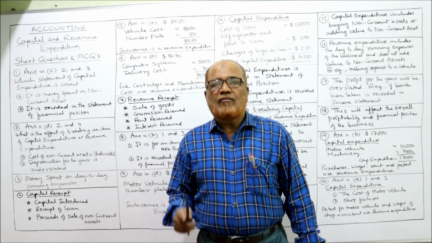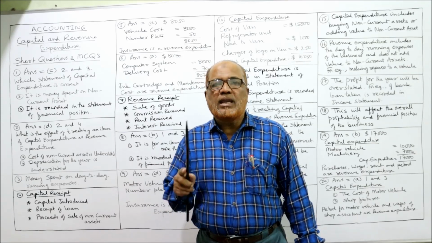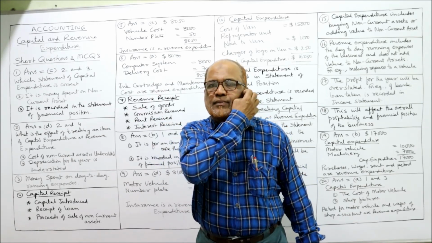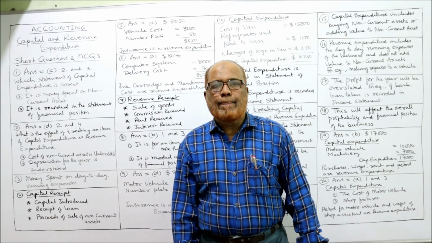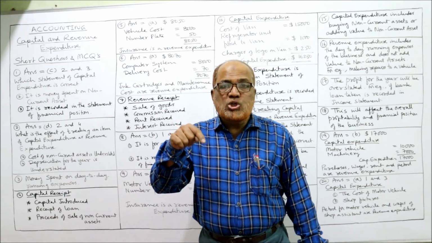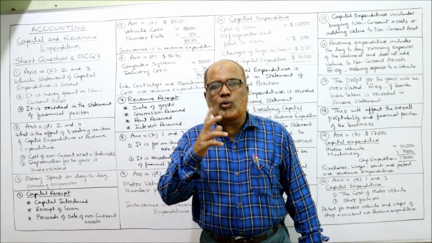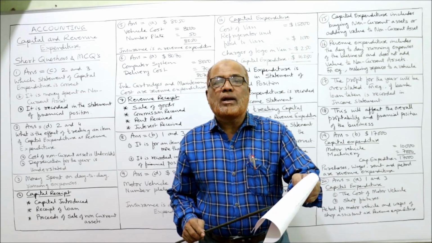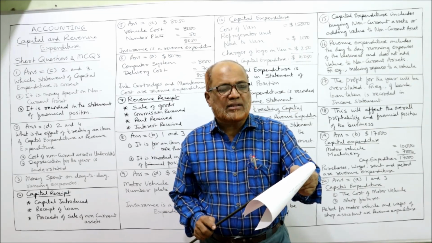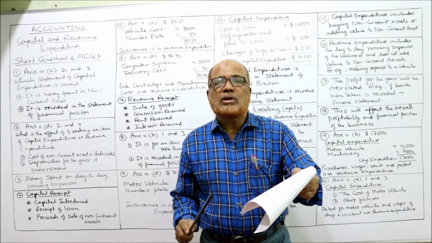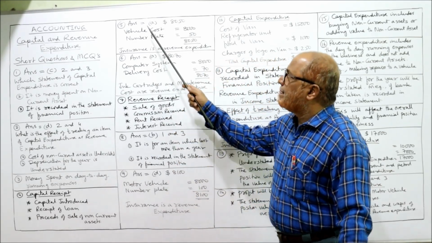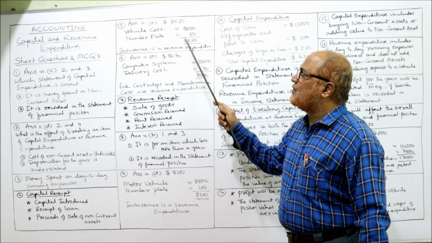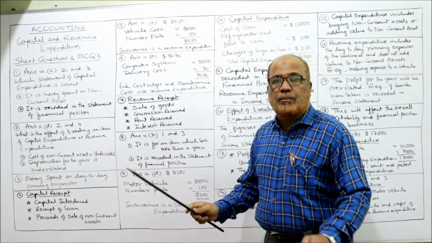You must remember, vehicle cost is a capital expenditure. Number plate is a capital expenditure because only once we fix the number plate. Number plate will not be changed every year. But insurance, whether it is taken for 1 year or 2 years, doesn't matter. Insurance is a revenue expenditure. So out of 3, only 2 are capital expenditure. Vehicle cost 8,000 and number plate 50. So total is 8,050. Answer is A, 8,050. Insurance is a revenue expenditure. It should not be taken.